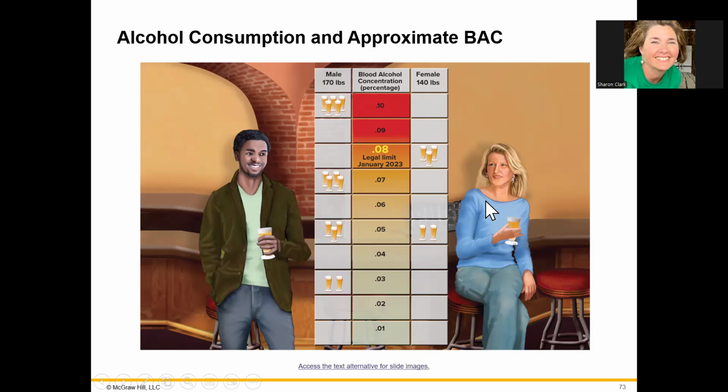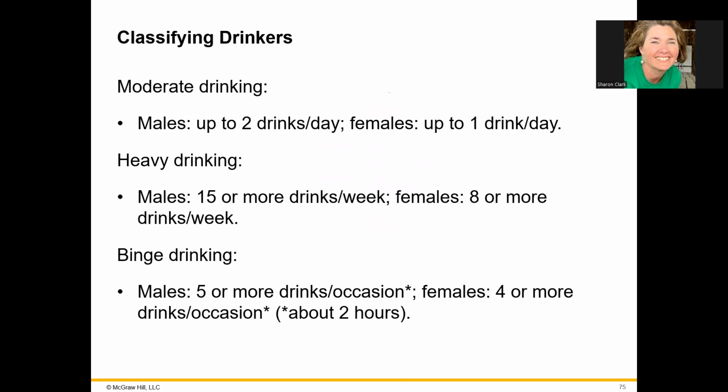And also, the quantification of what is a moderate drinker to a heavy drinker varies based on male and female because of these characteristics. Okay, so a moderate drink for males is about 2 drinks a day, females about 1 drink a day, and you see that as it goes down here.